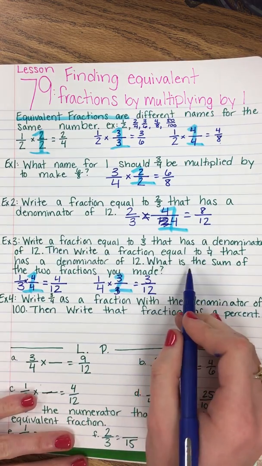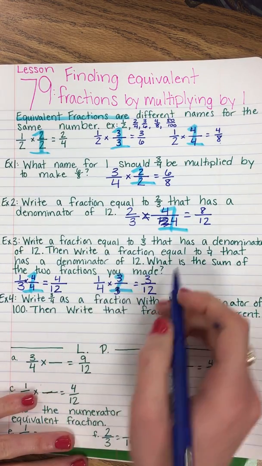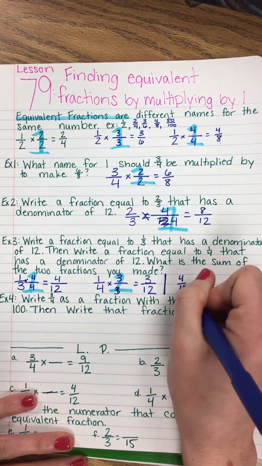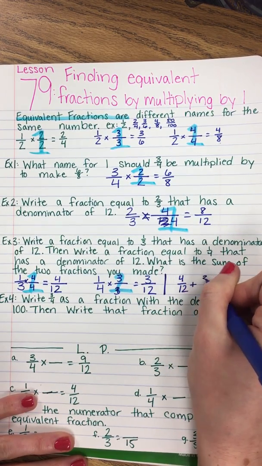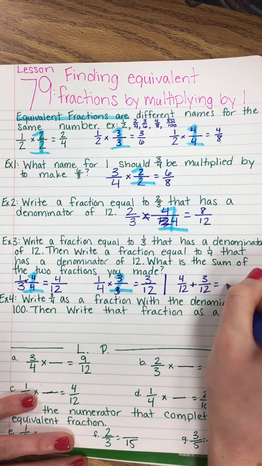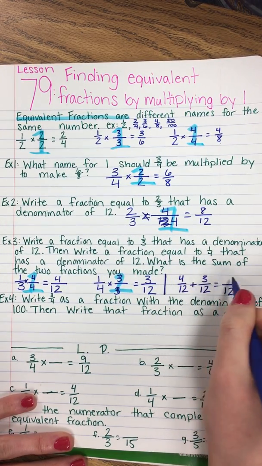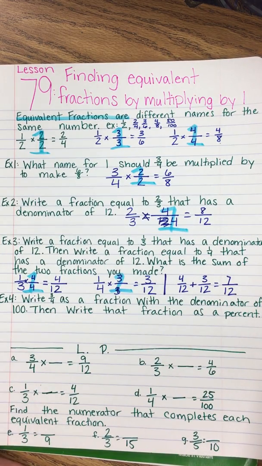And then it says, what is the sum of the two fractions you made? So we've got 4/12 plus 3/12. The denominator stays the same because we're adding. So 4, 5, 6, 7/12 is the answer.